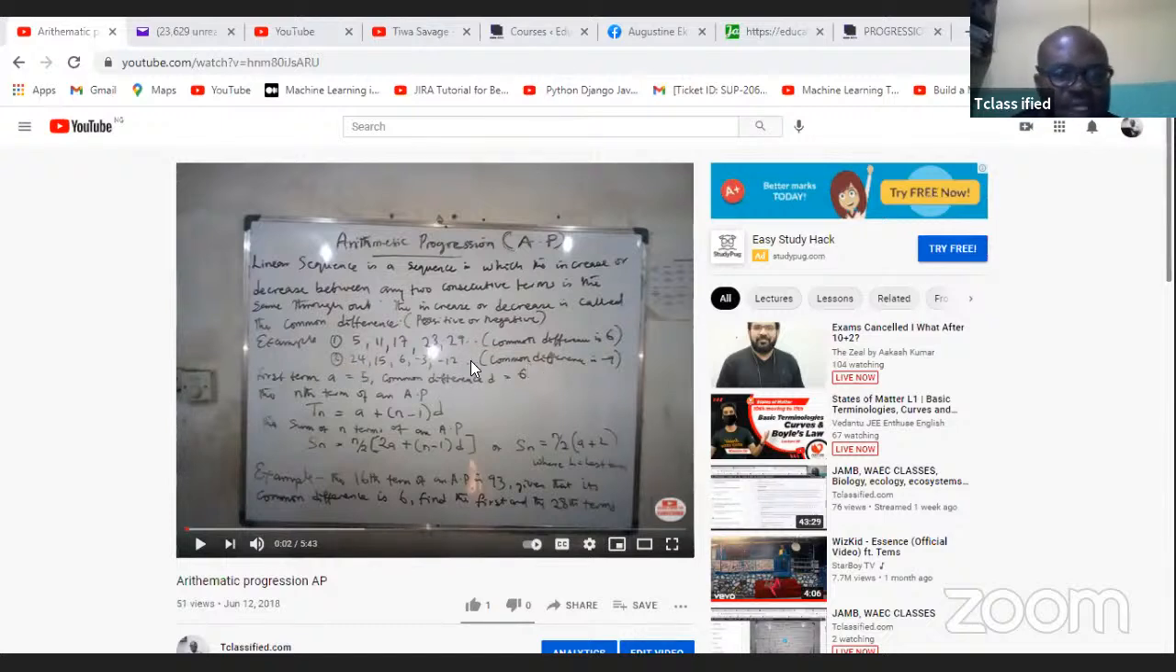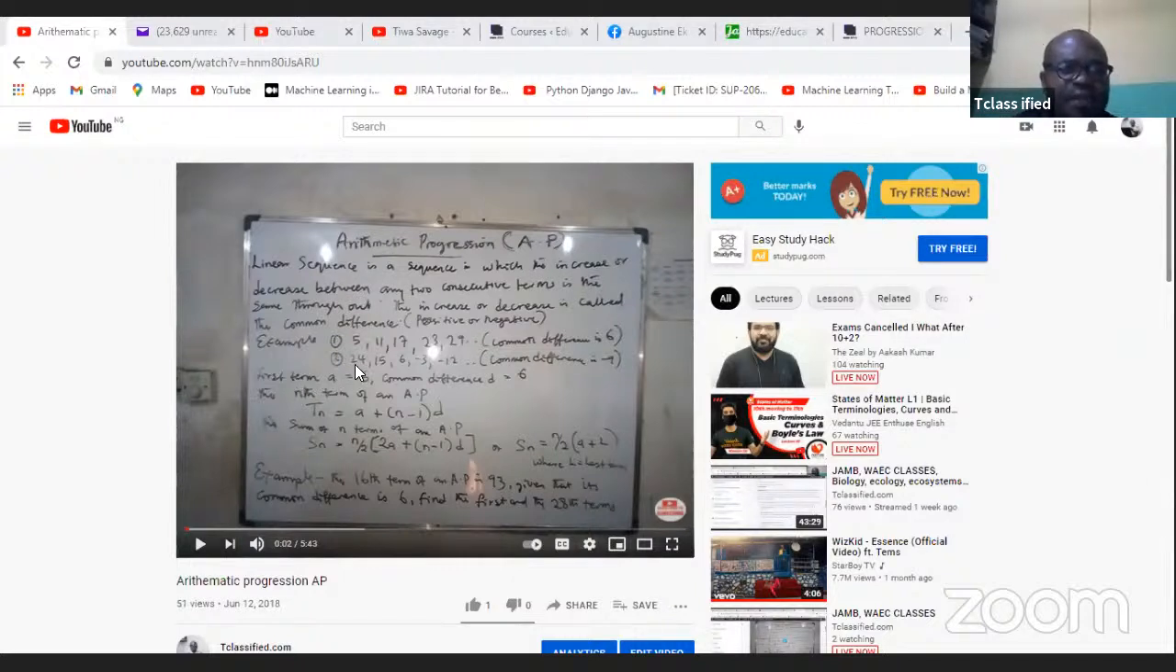Now, the common difference in this sequence is minus 9, because 24 minus 9 is 15. 15 minus 9 is 6. 6 minus 9 is minus 3. Minus 3 minus 9 is minus 12. So that is the common difference. This is very similar to the geometric progression that we had, just with little differences. Instead of having common ratio, here we're having common difference.